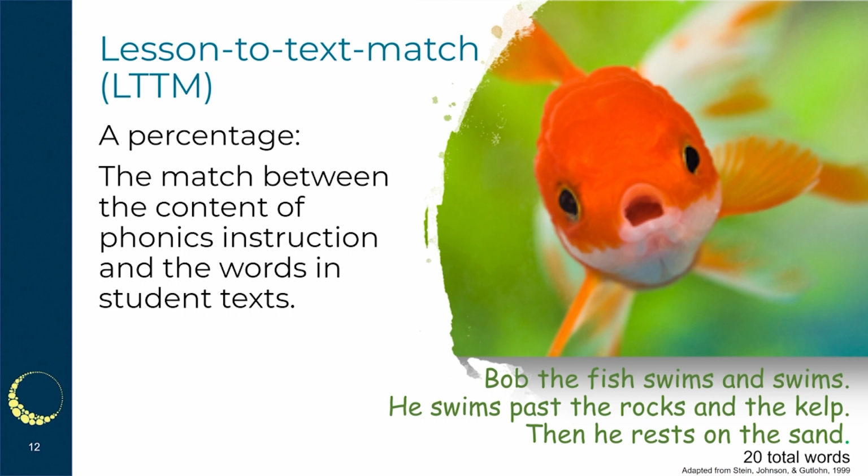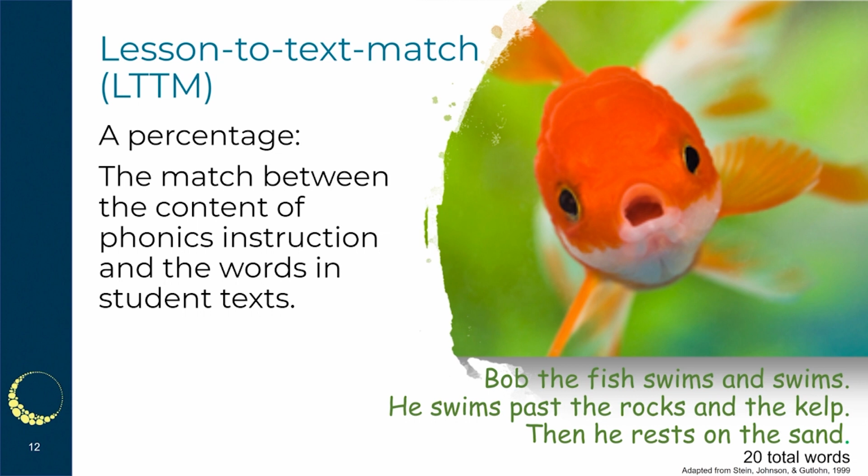So, not surprisingly at all, programs that emphasize meaning first have a very low lesson to text match percentage, and that makes sense. All right, code emphasis programs that have a scope and sequence of phonics from simple to more complex patterns have a very high percentage of lesson to text match in their programs. So they're in the green lower right corner.